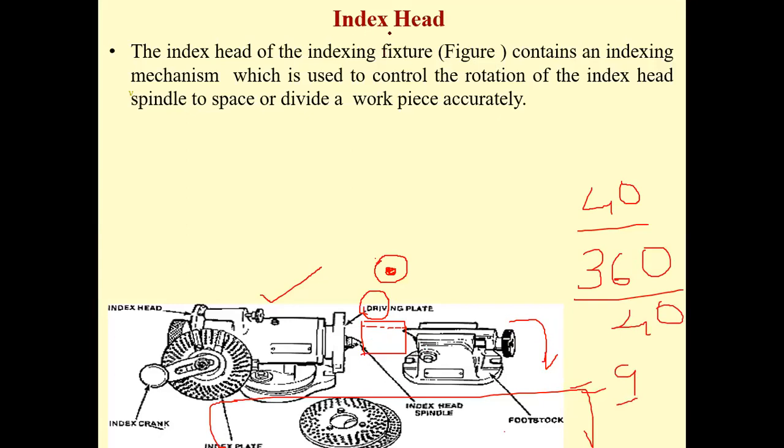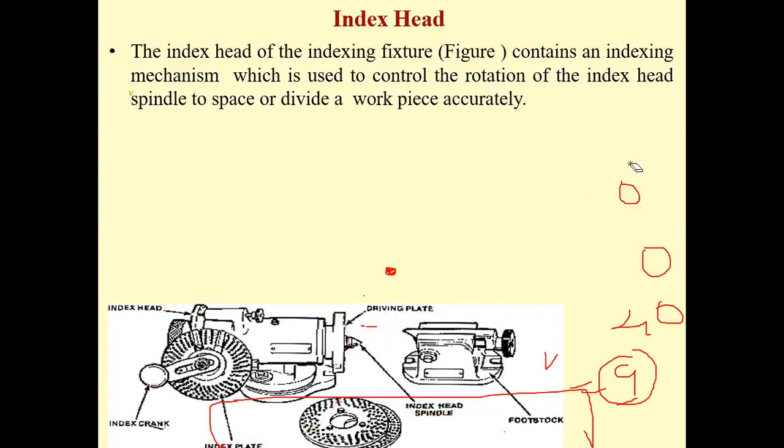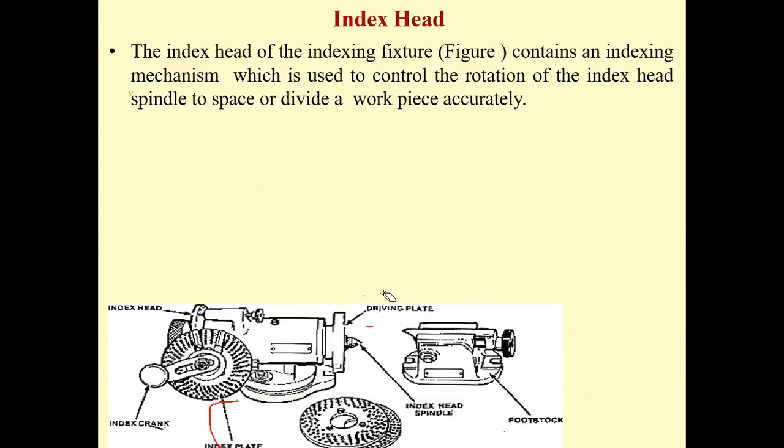That is called indexing. For doing this indexing, we need an indexing head. This is a typical indexing head, and this is also part of the indexing head. In between these we keep the workpiece, and once a groove is cut, we move the workpiece by 9 degrees. This process of dividing the workpiece into an equal number of parts is called indexing. For this we need an indexing head, an indexing mechanism, or an indexing support system, and that support system is called the indexing head.